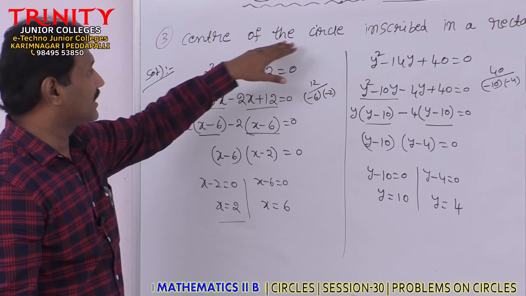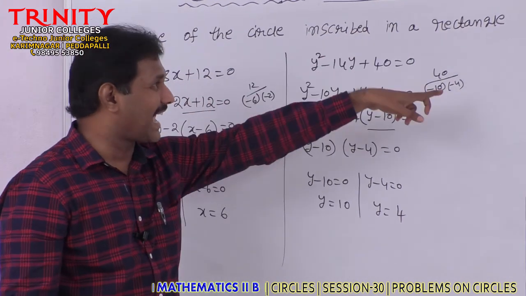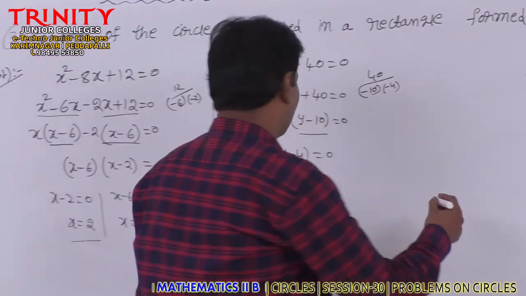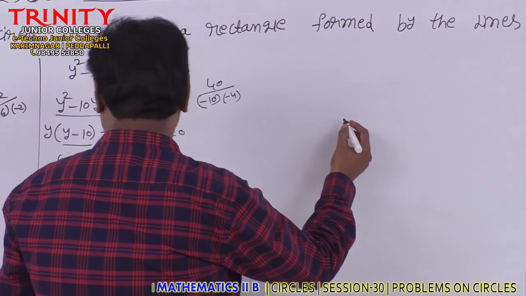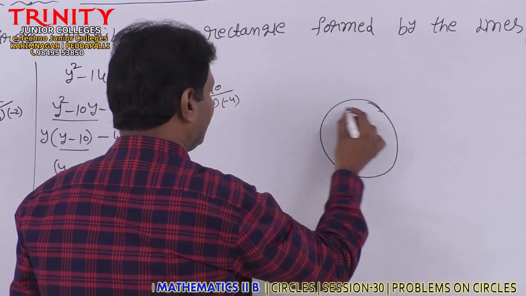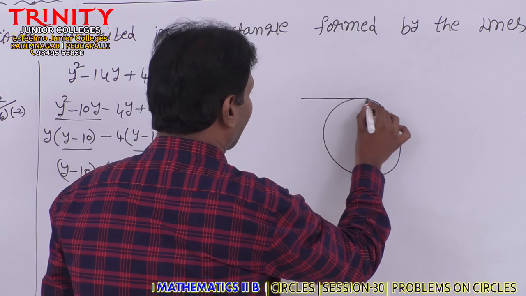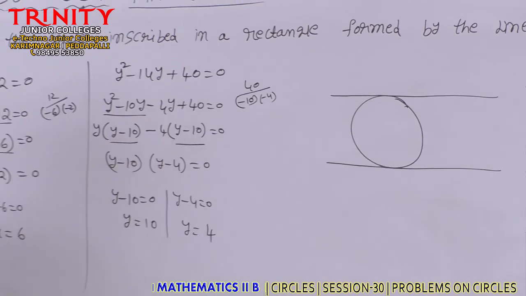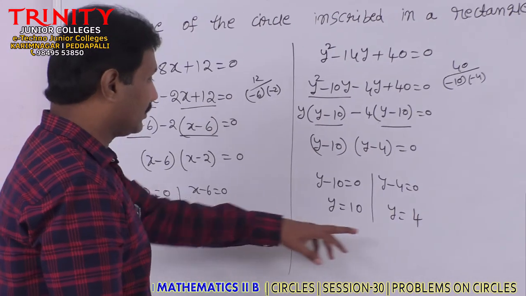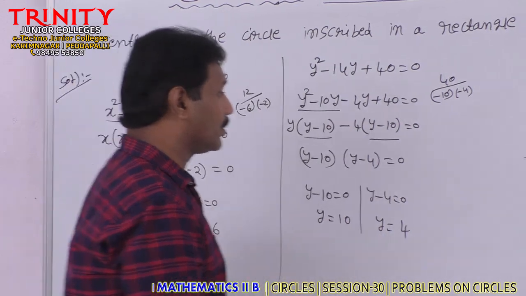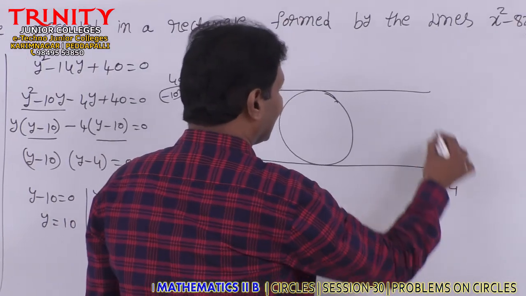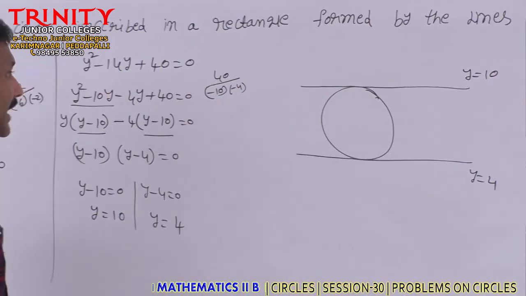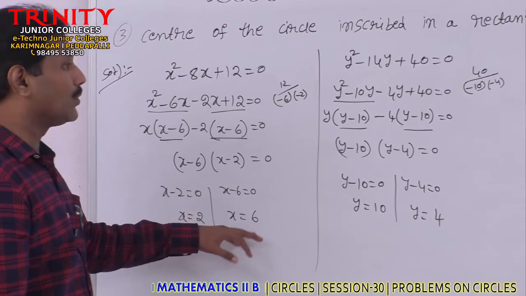The center of the circle inscribed in a rectangle formed by the lines. Our required circle is inscribed in the sides of the rectangle. First, this is the circle. This is one line. The rectangle is formed by horizontal lines parallel to the x-axis: this line is y equals 4, and this line is y equals 10. The other two lines are x equals 2 and x equals 6.